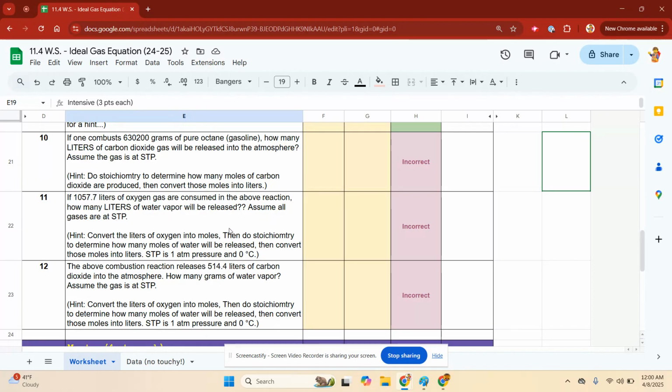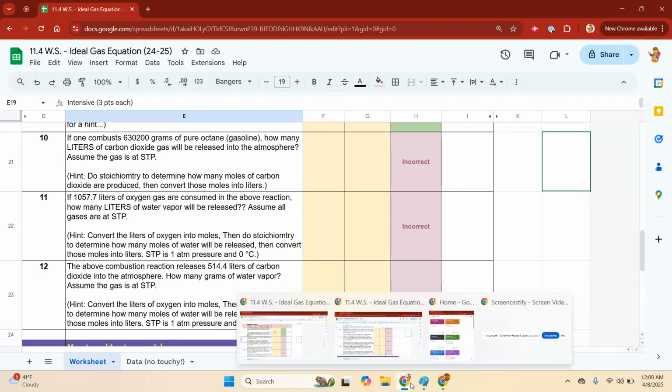All right, so here we go. We're going to set up a stoichiometry problem because this is essentially a stoichiometry problem as we talked about in class, and we're going to walk through how to solve it.